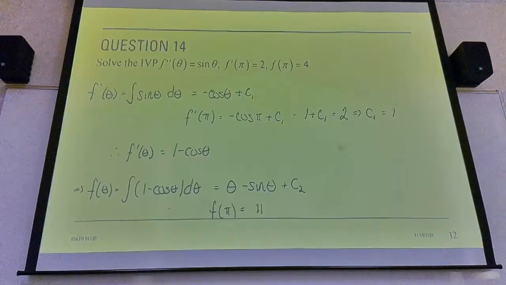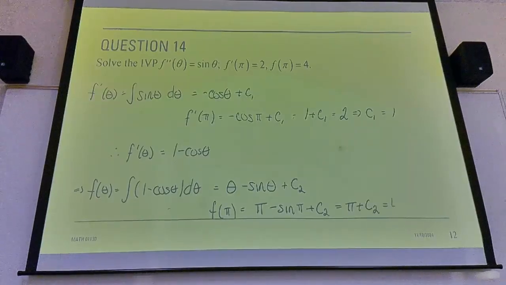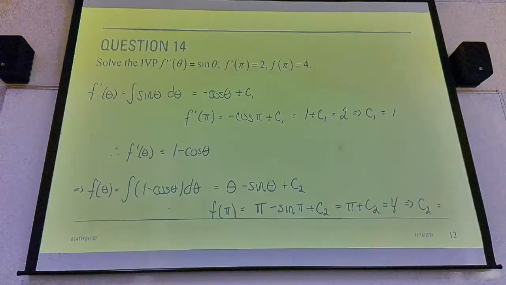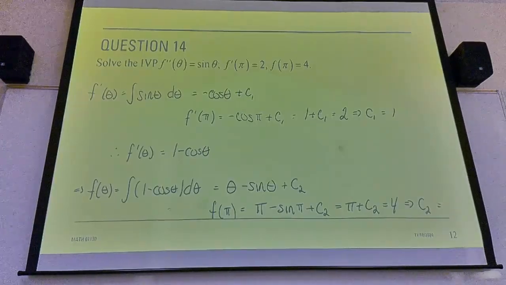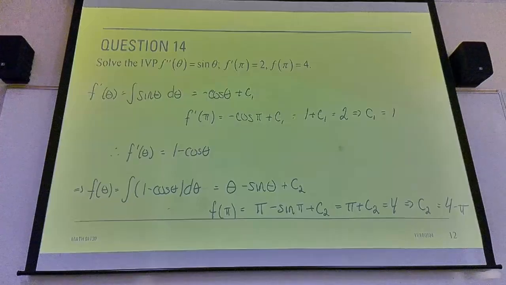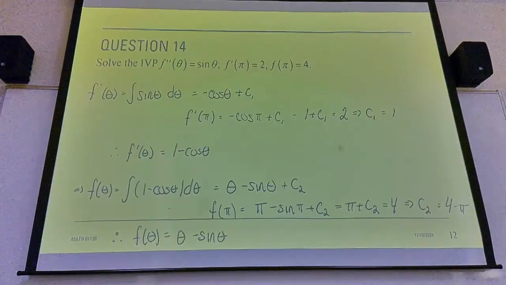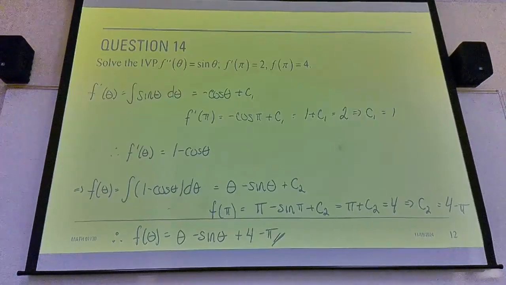What is sine of pi? Zero. What's C2? There's the solution to this initial value problem. Theta minus sine theta plus 4 minus pi.